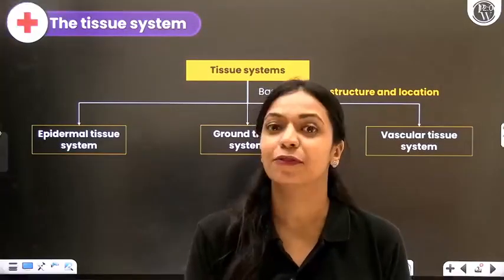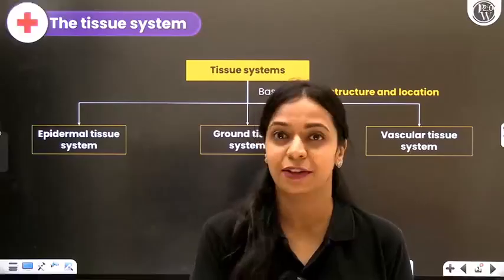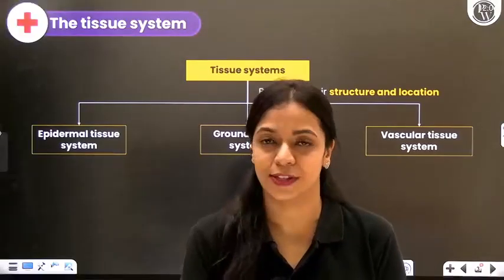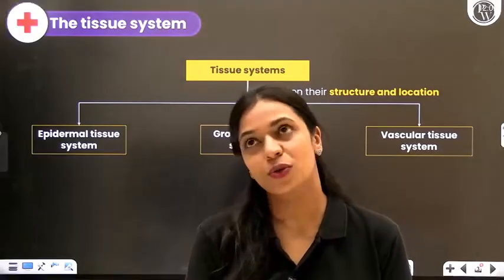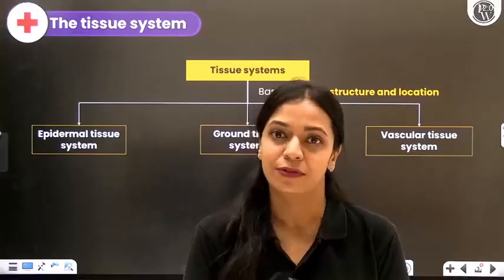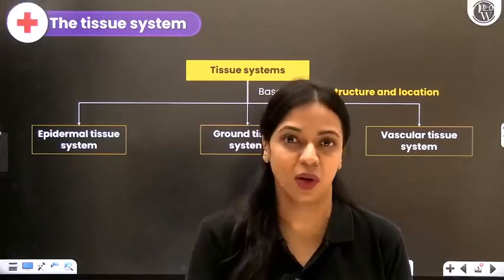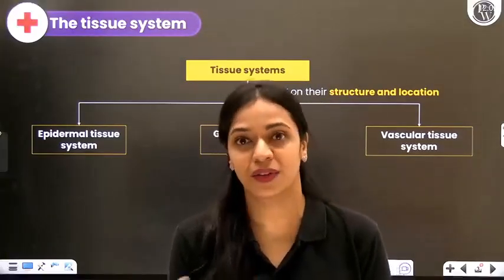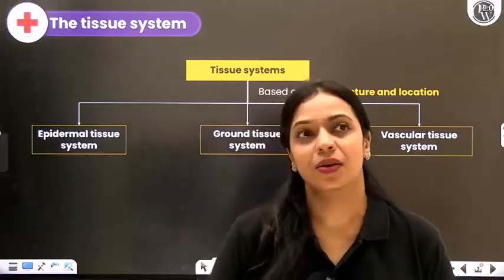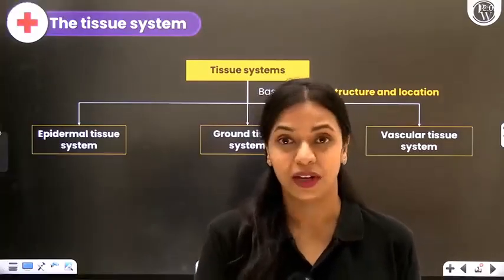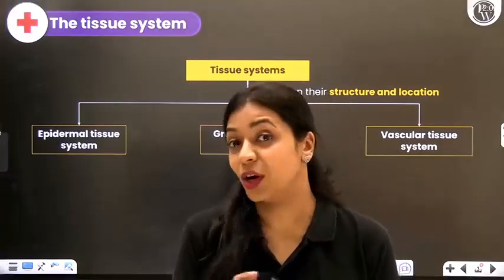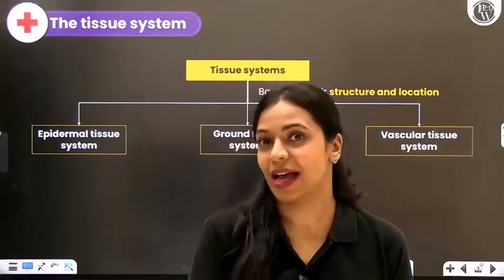Now, how do we differentiate these three different tissue systems? First of all, epidermal tissue system. Epidermal tissue system you can compare with the epithelial tissue of us. If you've done structural organization in animals already, you would have learnt about epithelial tissue. So not tissue system, in animals you call it epithelial tissue, right? So what is the function of epithelial tissue? Where exactly is it located?